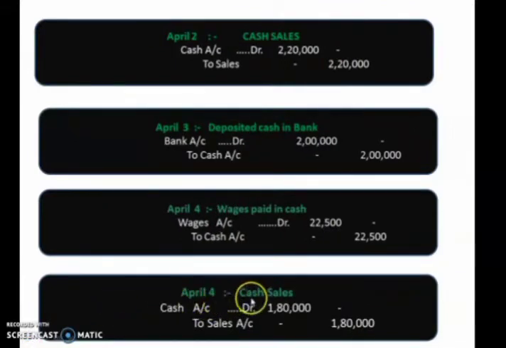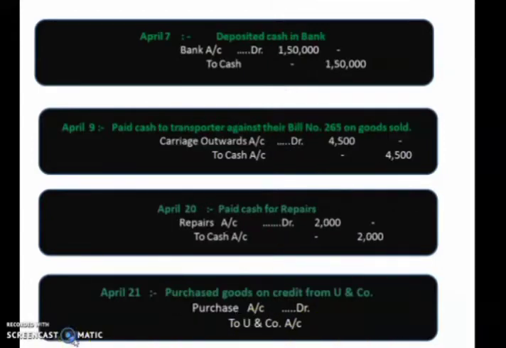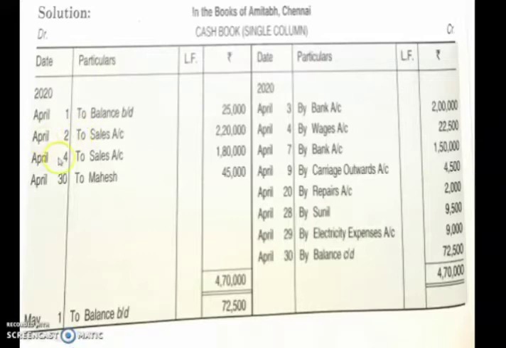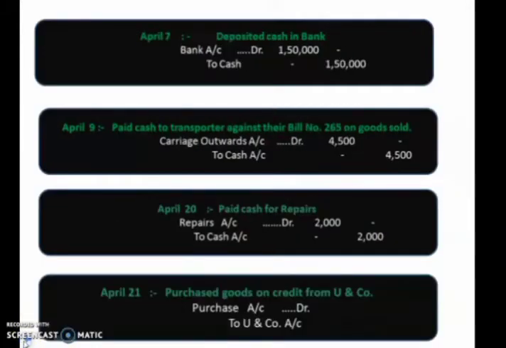See, April 4 again, cash sales. So cash account debited to sales account. Your cash is on the debit side. So on the debit side of the cash book, you can write to sales account 1,80,000. If you want clarification, you can see here April 4, to sales account 1,80,000. Next transaction is on April 7, deposited cash in bank. Again, bank account debited to cash account. So on the credit side of the cash book, you can write by bank account 1,50,000.